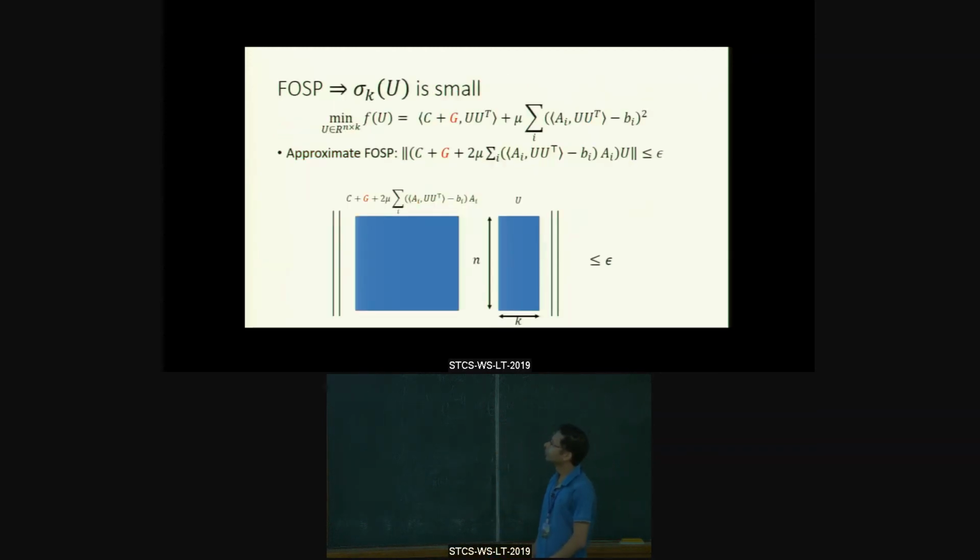Okay, so let's recall the function that we are trying to optimize. What we mean by an approximate first order stationary point is that the norm of the gradient is small, and the quantity inside the norm here is the gradient. It looks pretty complicated, but the high level picture I want you to get is that it can be written as the product of two matrices. The first matrix is this complicated thing, and the second matrix is just the iterate U. So this complicated matrix times U is the gradient, and because it's an approximate first order stationary point, this product is pretty small.